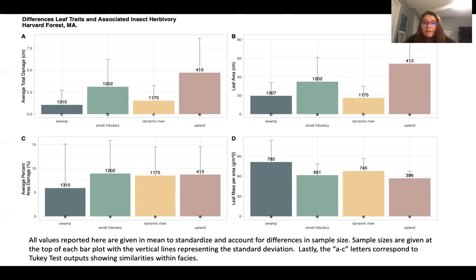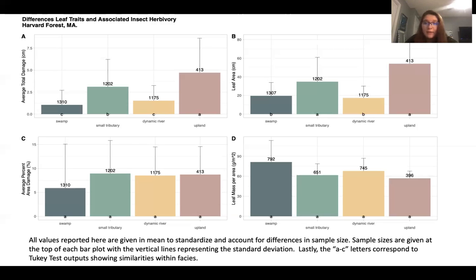Panel C quantifies the average percent area damage, or the amount of leaf area an insect has eaten, and we see no statistical differences between the facies. Although there were differences in average total damage as shown in panel A, the overall percentage of leaf tissue consumed was similar across the facies as shown here in panel C.